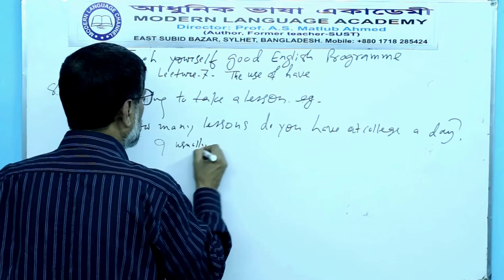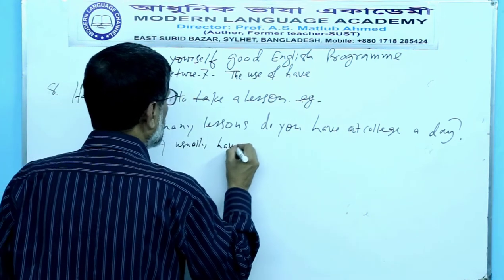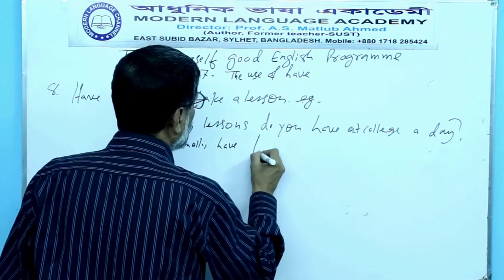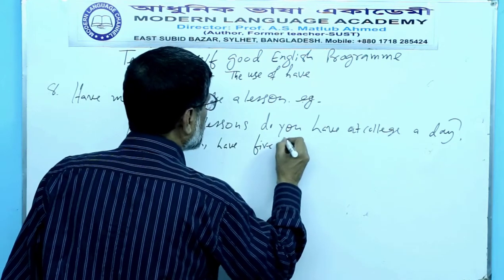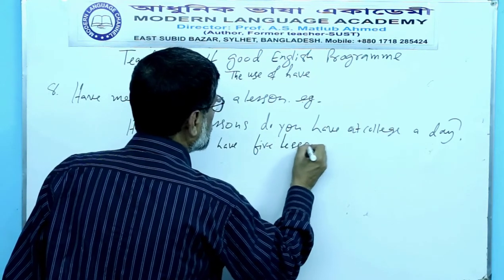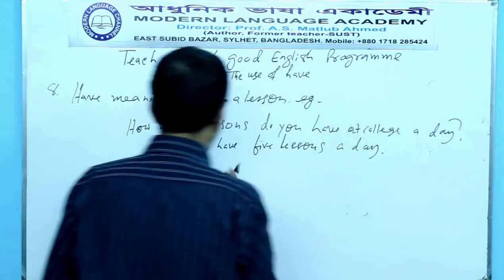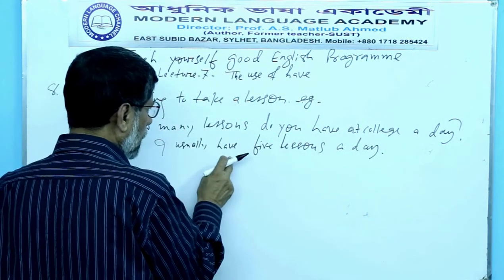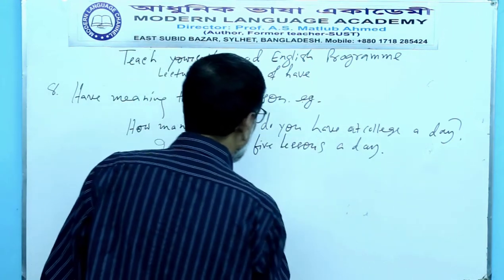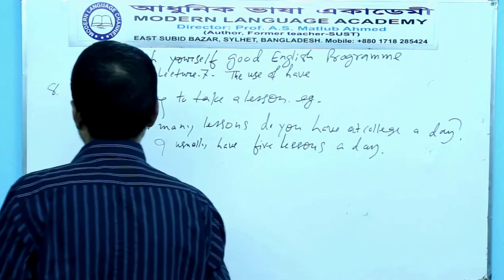I usually have 5 lessons a day. আমি দৈনিক 5টা ক্লাস করি. I usually have, আমি সচরাচর করি, I usually have 5 lessons a day. আমি দৈনিক সচরাচর 5টা ক্লাস করি.